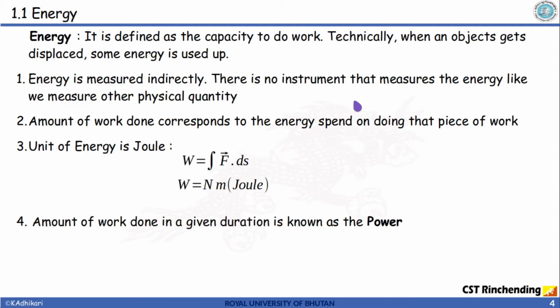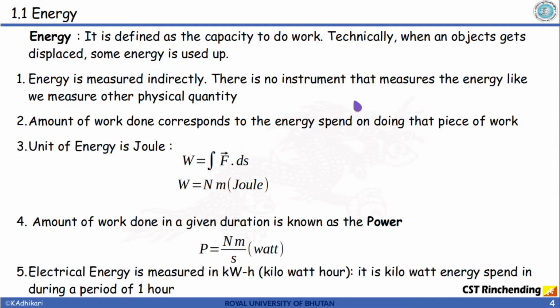The next parameter that we also need to discuss is the power. The amount of work done in a given duration is known as power. So technically, power is work done by time. And the electrical energy is measured in kilowatt hour. It is the kilowatt energy spent during a period of 1 hour.